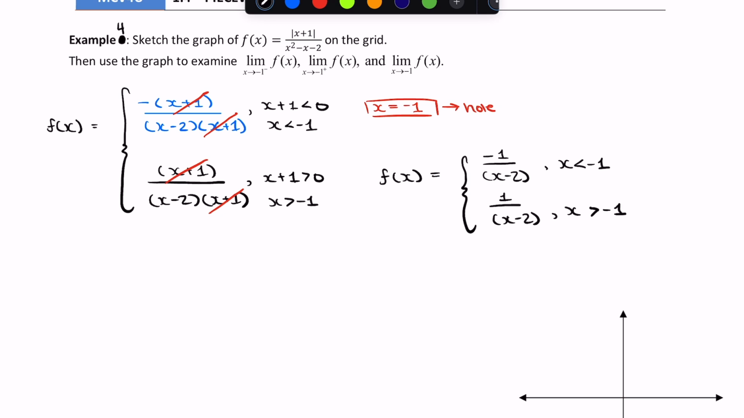We also notice here that we have a vertical asymptote. And that vertical asymptote is when x is equal to 2. So again, we have a vertical asymptote when x is equal to 2, and we have a hole when x is equal to -1. Okay, so let's graph these two functions here.